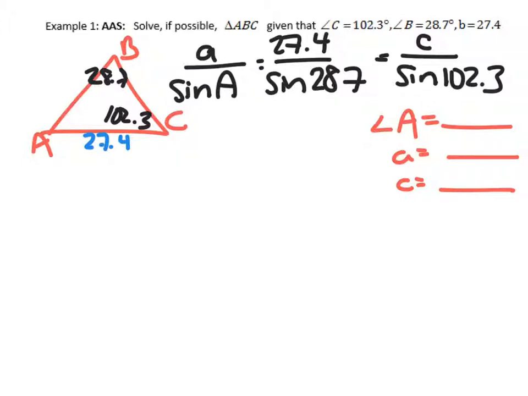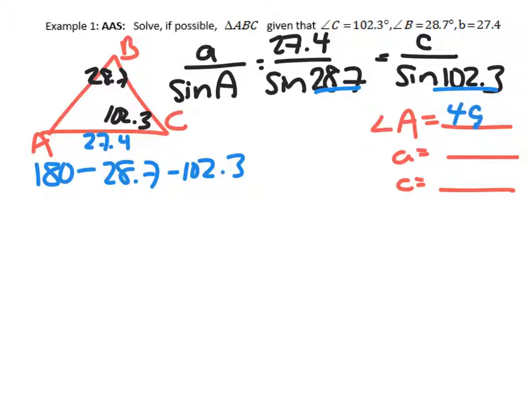And if you'll notice, you already have two angles, so all you have to do is 180 minus 28.7 minus 102.3, and you'll get your angle A, which comes out to be 49 degrees. So this is 49 degrees.